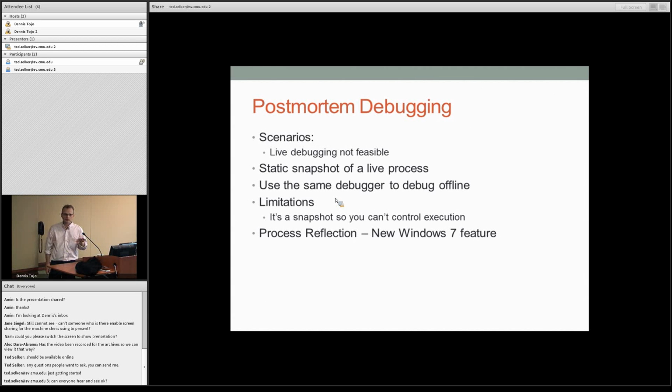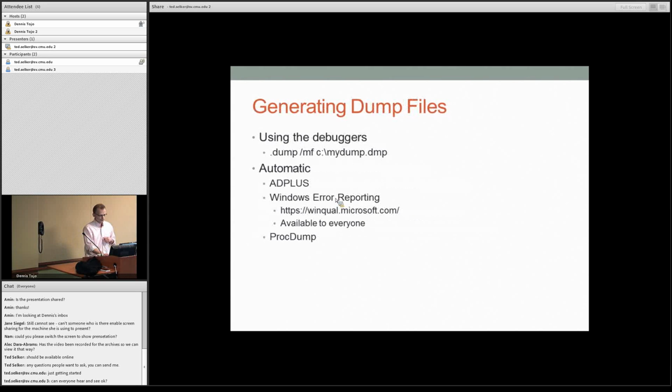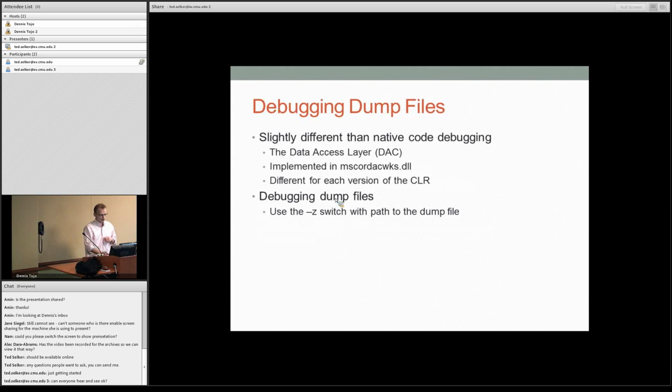Clearly, there are some limitations. You can't set breakpoints. You can't resume execution because it's just a memory dump. But you can introspect on the state of the CLR and your app, and from there figure out how you got into that problem. The switch that you want to use for the debugger is -z, so just ntsd -z, and then the path to the dump file itself.